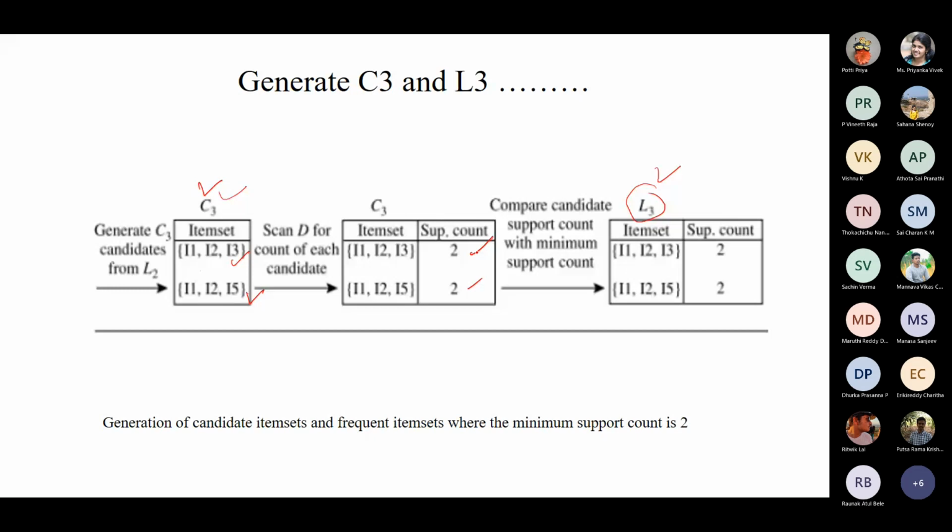How is L3 calculated? By looking at the support count value, and if it is greater than or equal to min support, listing only these elements. So this is L3. Next, calculate L4. All of you start working. How do you calculate L4? And what is the minimum support count? Compare this with the transaction table.